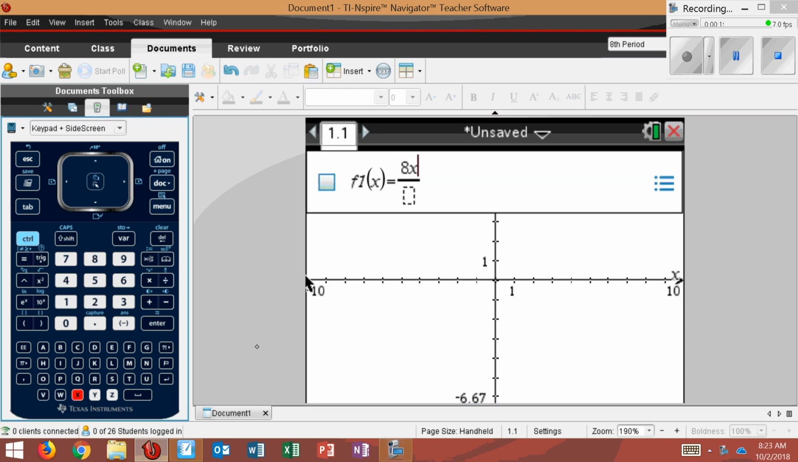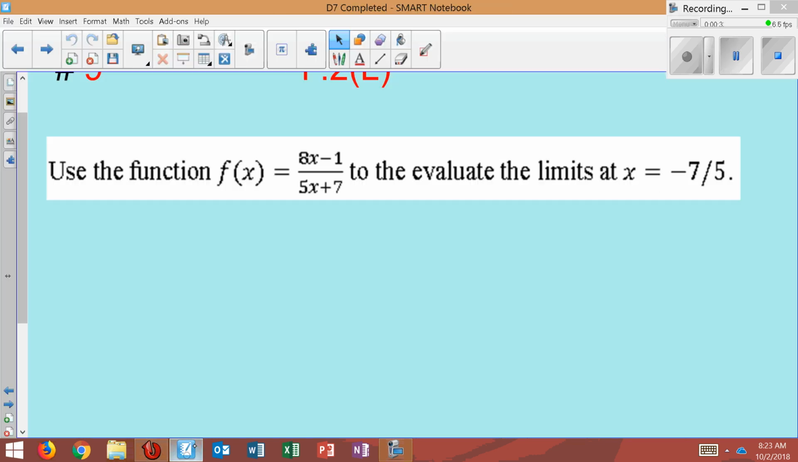If our equation was 8x minus 1 over 5x plus 7. And I'll make sure I got this right. 5x plus 7, yes. Okay, and I hit enter. Now we want to evaluate the limits at x equals negative 7 over 5.